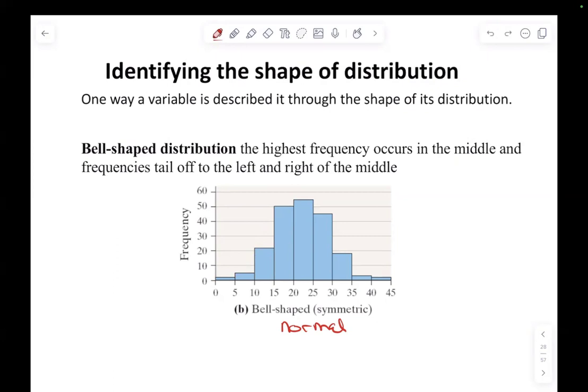Most of the time we want a nice, pretty bell-shaped distribution. Our highest frequency is in the middle and it tapers off on both sides. So we have nice, pretty tails on both sides. So this is a bell-shaped distribution, or you can call it a normal distribution. Same thing. Let's talk about skew.